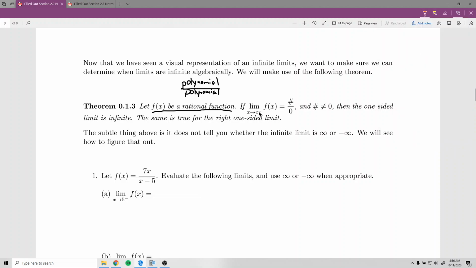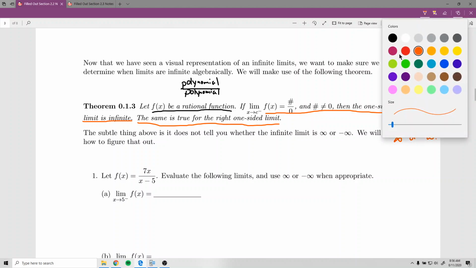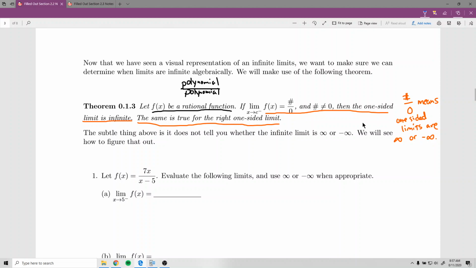It says if the limit as x goes to c from the left is a number over 0, and that number is not 0, so similar to what we dealt with before, then the one-sided limit is infinite. And the same is true for the right one-sided limit. So if we got number over 0, the one-sided limits are infinity or negative infinity. They could be different, they can be the same, but they have to be one of those two. And the real reason is that it means they have a vertical asymptote.